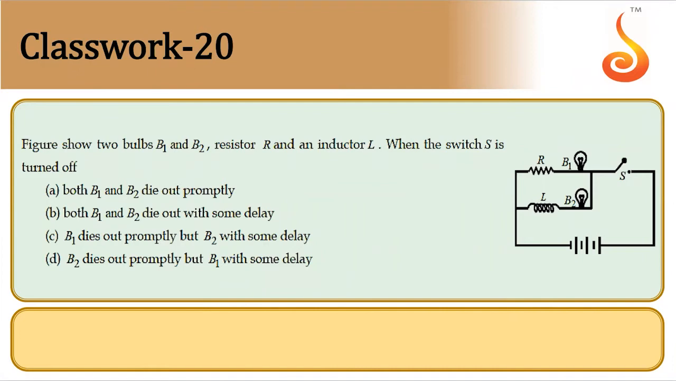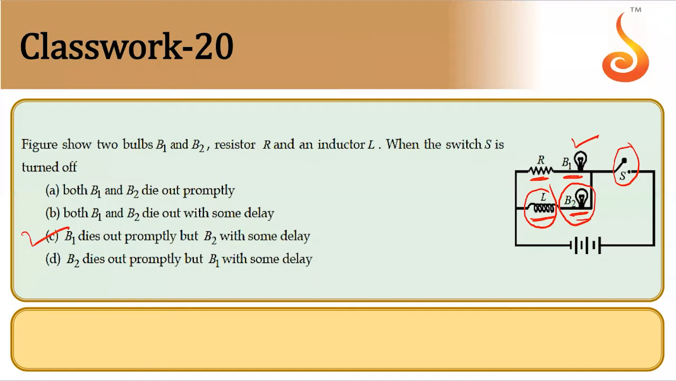So here, B1 is connected to resistance, B2 is connected to inductance. When the switch is closed, current flows through both of them, both will glow bright. Once the switch is open, when you disconnect it, current in the circuit dies out. So B1 immediately dies out. But B2 will have some delay because the inductor will oppose the fall of current. So current will still flow for some more time even after the switch is turned off. So B1 dies out promptly, B2 with some delay.